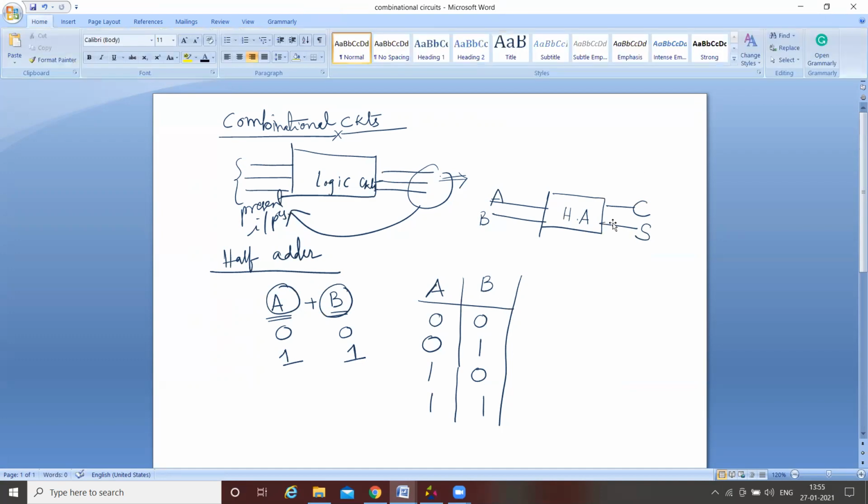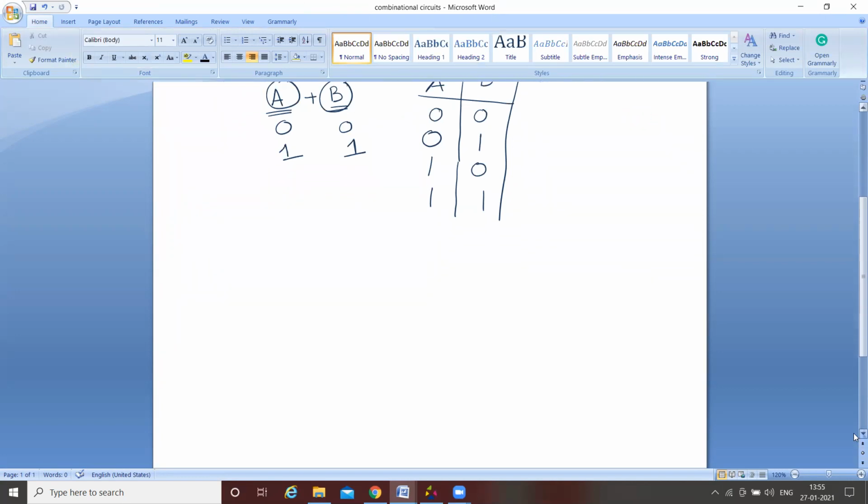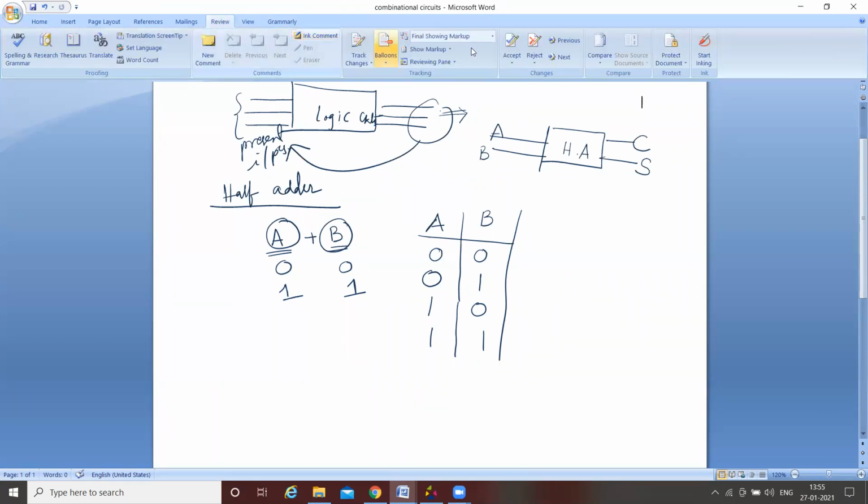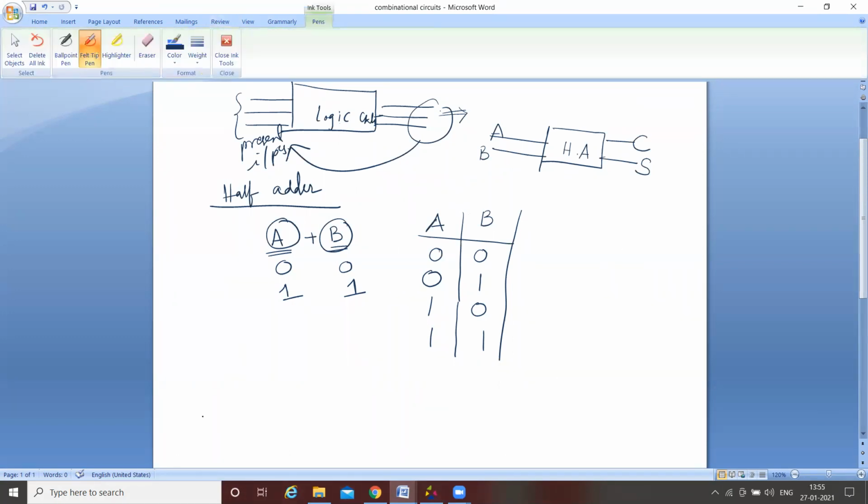Designing any combinational circuit has some steps. Now we'll see them one by one. What are the steps required for the design of combinational circuits?